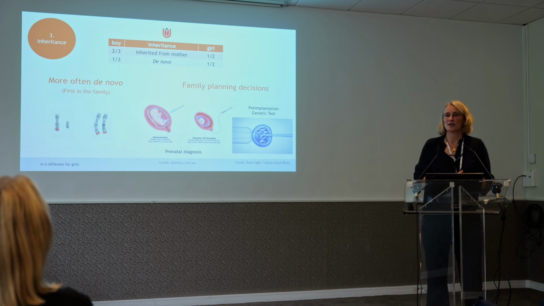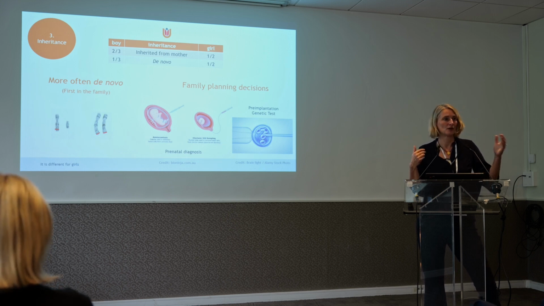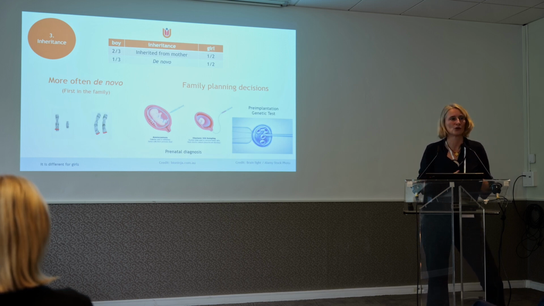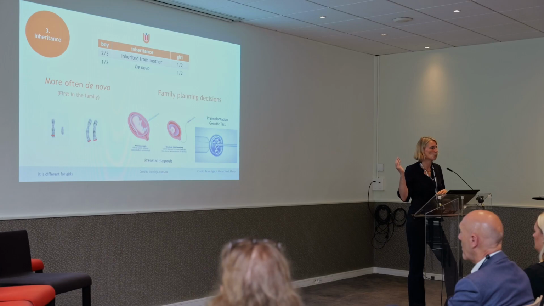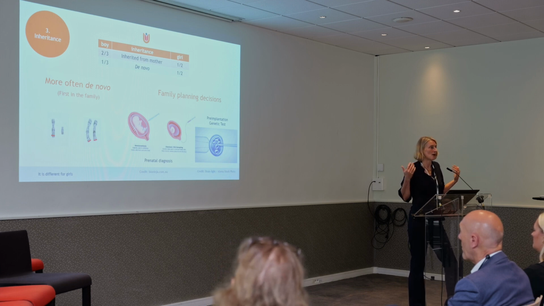The inheritance in girls is, similarly to boys, that girls can inherit a mutation from their mother, who is also a carrier, but it is also possible that a mutation occurs, what we call de novo, newly. So someone is the first in the family with a mutation. And because girls have two X chromosomes, this is actually more frequent in girls. So girls are more often the first in the family. And this also means that there are women who are carriers of a creatine transporter mutation and don't know this because it hasn't happened before in their family.